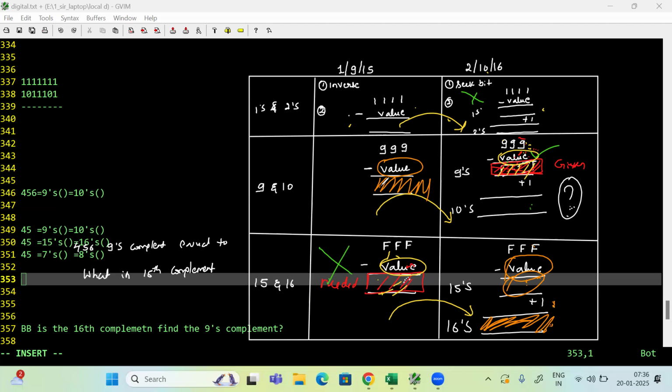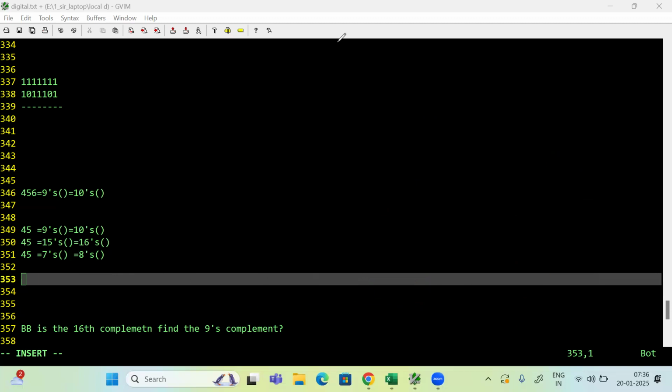Leave it. We'll do one. Okay, you teach me how to do it. Okay, we'll do it. BB, 16th complement, right? First you need to go to your older version, 15th complement you need to read. Because value you need. What is the formula you have? FF, value will get 15. Like 1 will get what? 16. Correct.